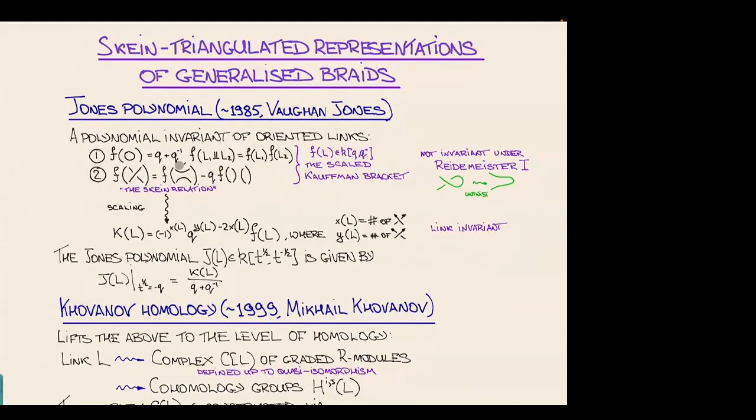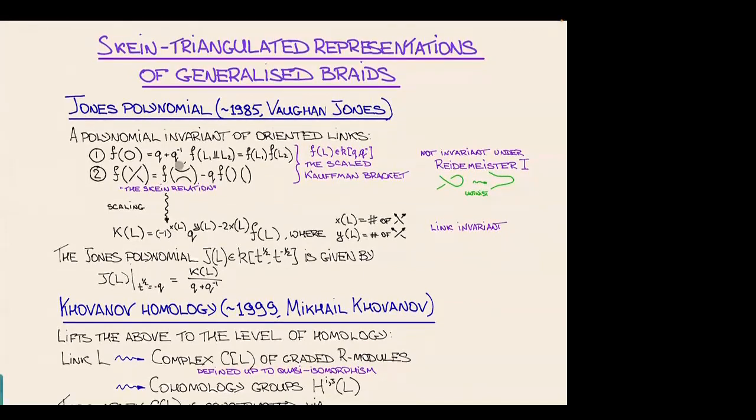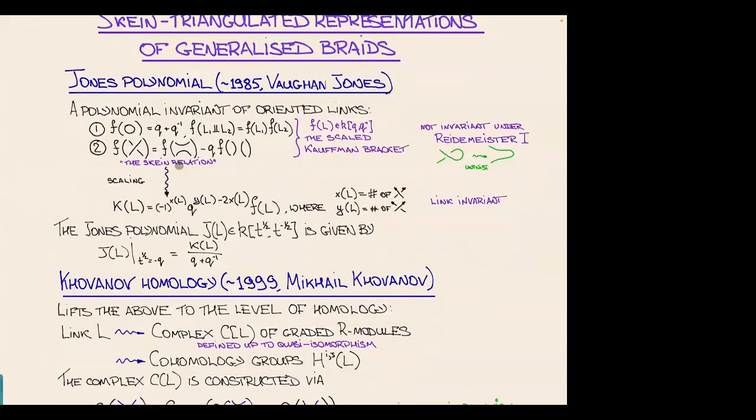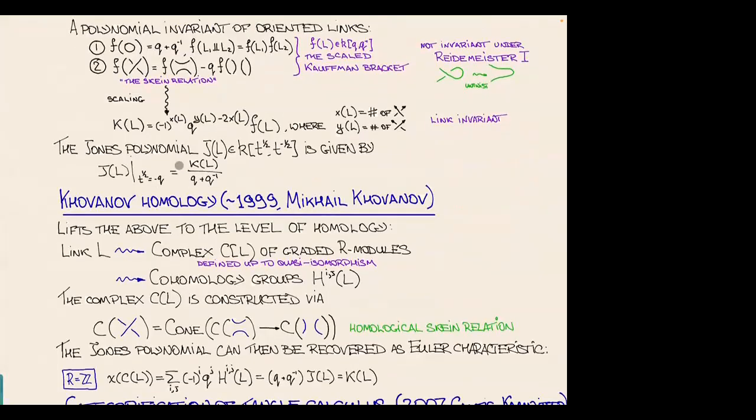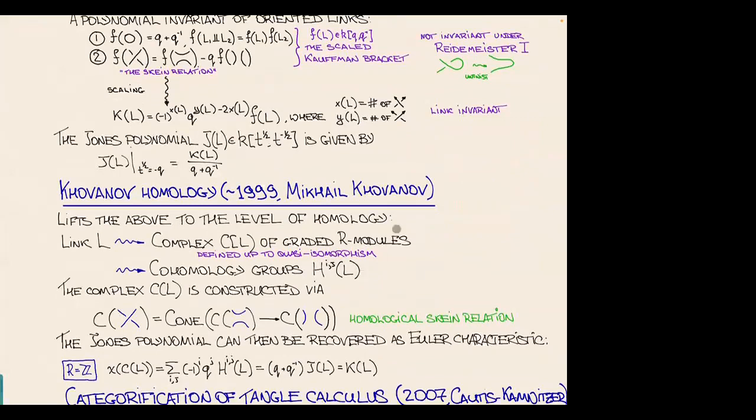So now we can assign a polynomial to every link, but what is a polynomial? It is a bunch of coefficients. It is a discrete collection of numerical invariants. And then it was discovered by Khovanov around 1999 that these numerical invariants are in fact dimensions of cohomologies of a certain complex. So Khovanov lifts the whole construction above the level of homology.